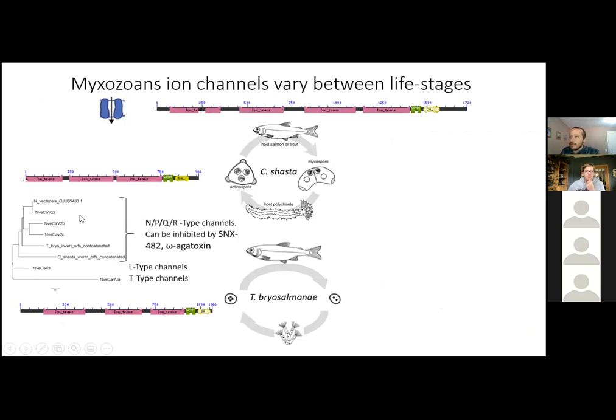We can do some phylogenetics on them, and we find that there's this NPQR type calcium channel. A bit of jargon here, but basically, if we know what the specific type is, we know they can be inhibited by these really unique neurotransmitter blockers, so SNX482 and omega agatoxin. These are like things that are found in painkillers these days. They have pharmaceutical applications. I think the next step in this work will be seeing if we can block infection with these really specific pharmaceutical products.